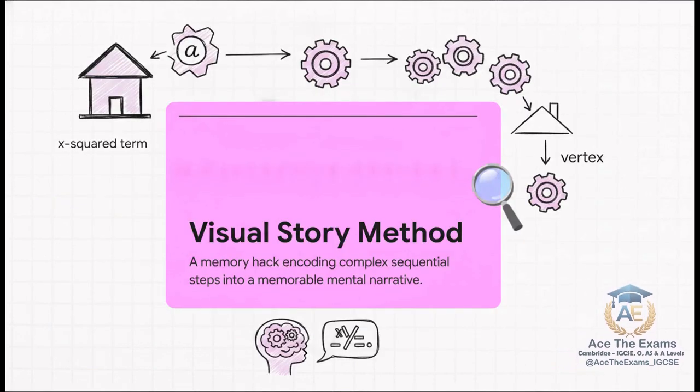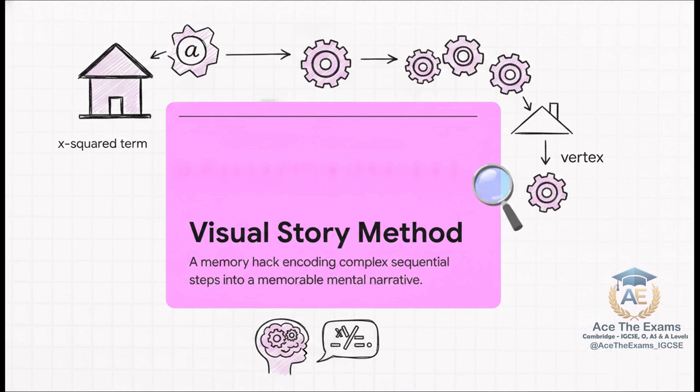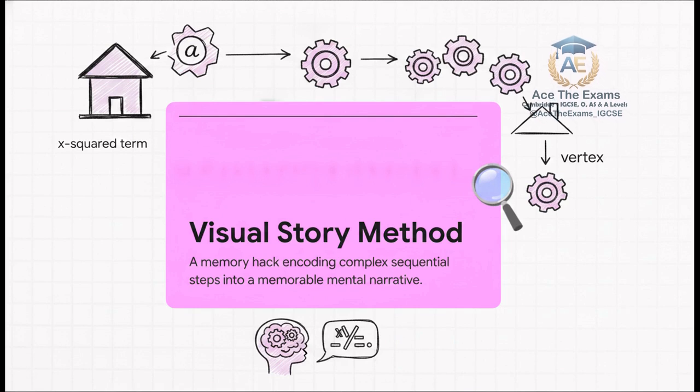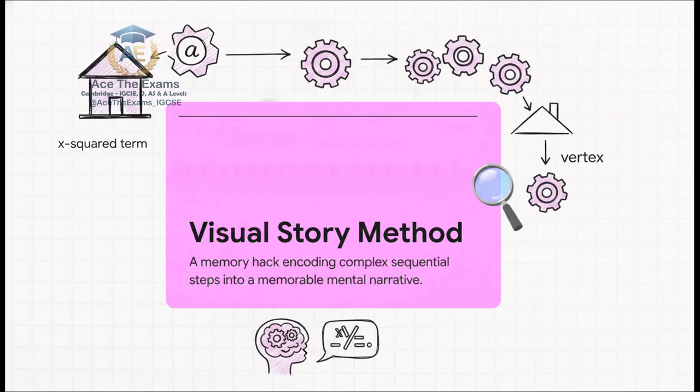So, how do you actually execute all of this flawlessly when the exam clock is ticking? It really helps to synthesize all these procedural steps into a mental model. Let's call it the visual story method. Basically, it's a memory hack that encodes the complex sequence of, say, differentiation or completing the square into a narrative you won't forget. Imagine the x-squared term is the foundation of a house.